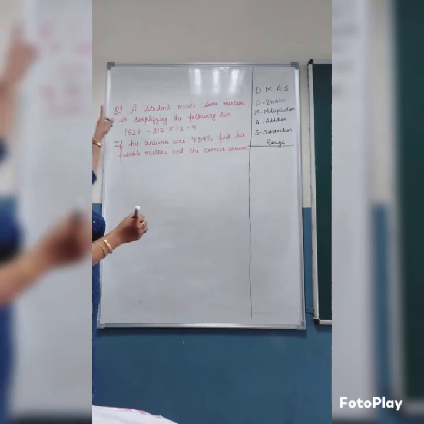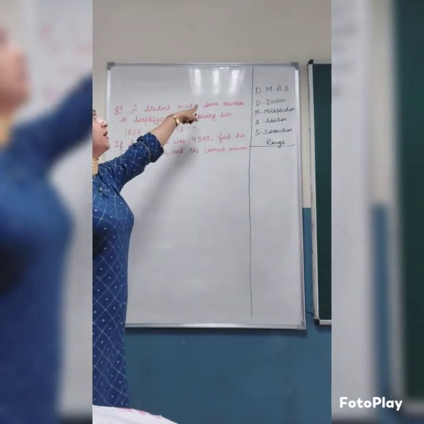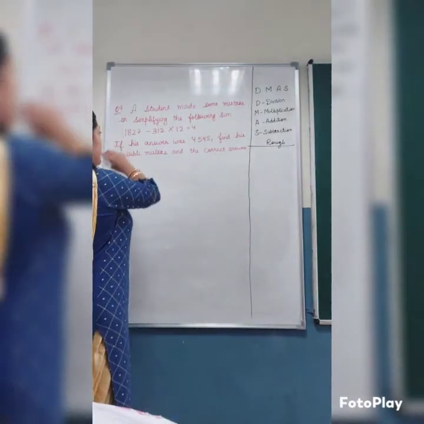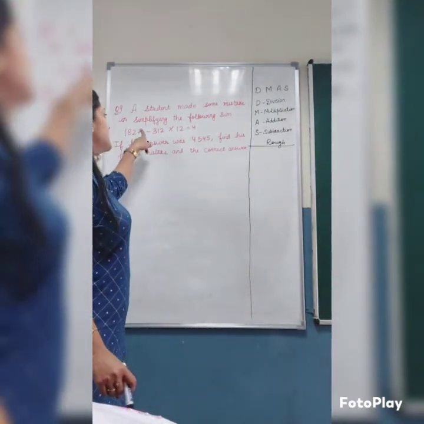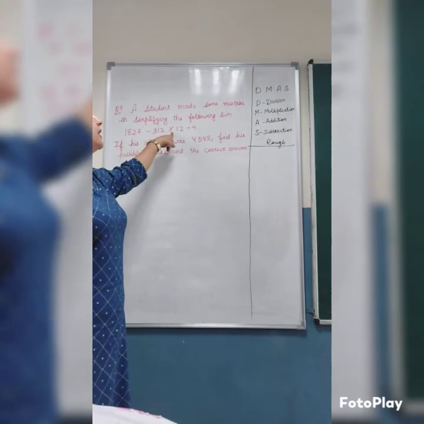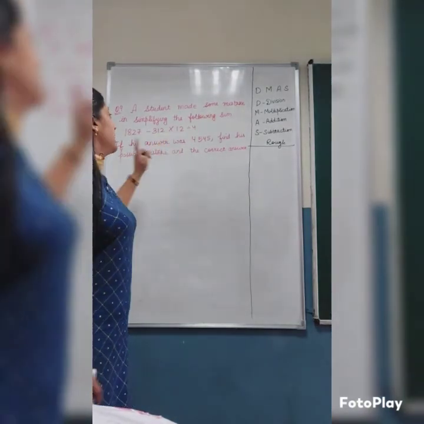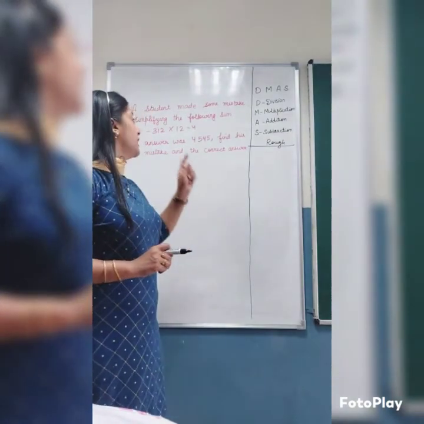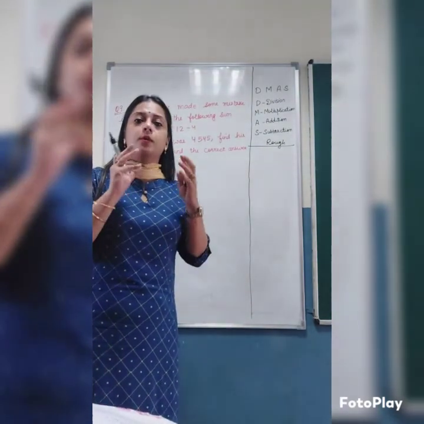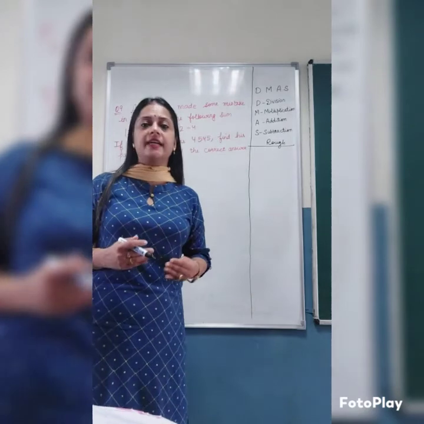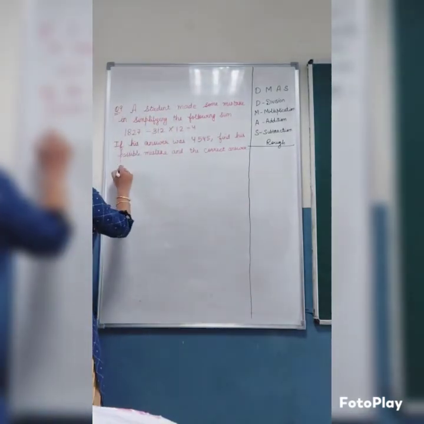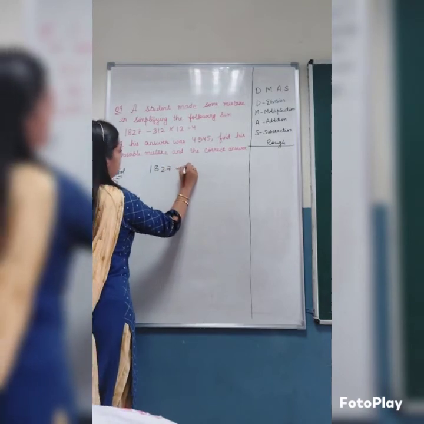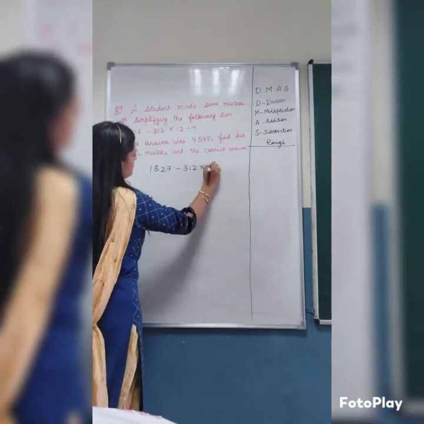This is question number 9. A student made some mistake in simplifying the following sum: 1,827 minus 312 multiplied by 12 divided by 4. If his answer was 4545, then we have to find the possible mistake and the correct answer. Let's solve it. Is the answer correct, or where did he commit the mistake?